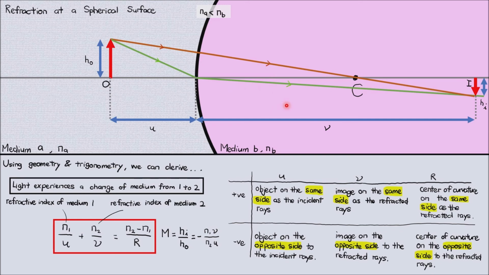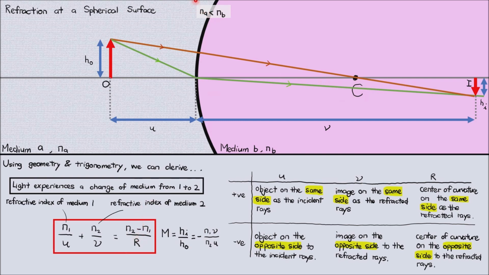So for radius of curvature, how do we determine positive or negative? Again, we see same side or opposite. See whether the center of curvature is on the same side as the refracted ray or not. The refracted ray is behind the surface, and our center of curvature is also behind the surface. So both on the same side, so R here will be positive.